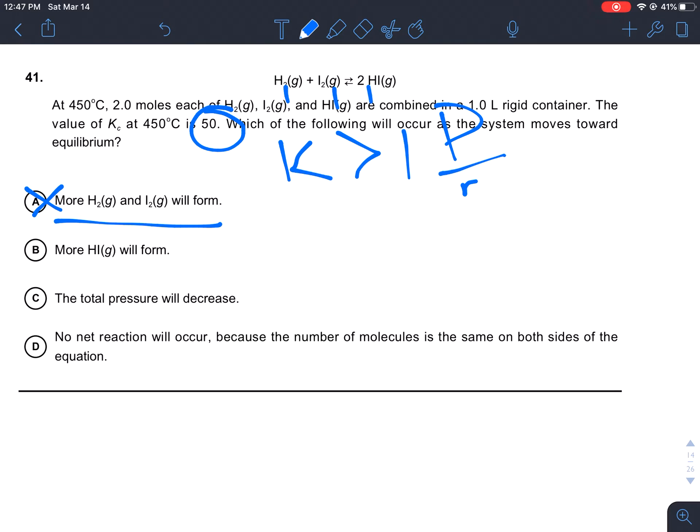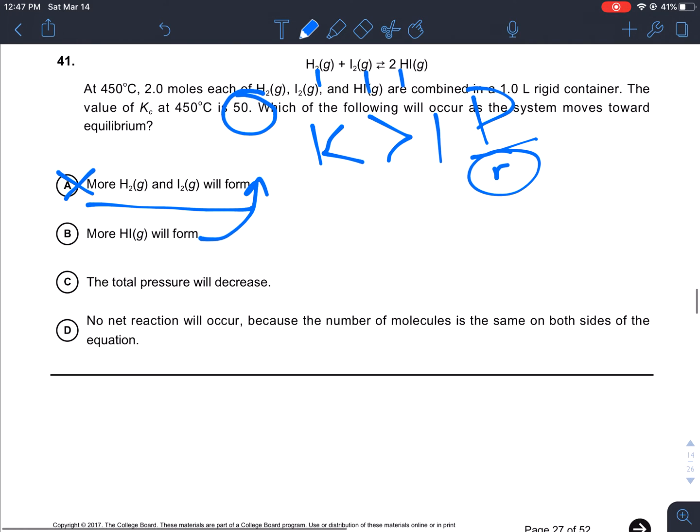So more H2 and I2 will form. Those things are going to go down because you want less reactants. You want very little reactants. More HI will form. Bingo. We don't even need to read anymore, but you can if you doubt yourself.